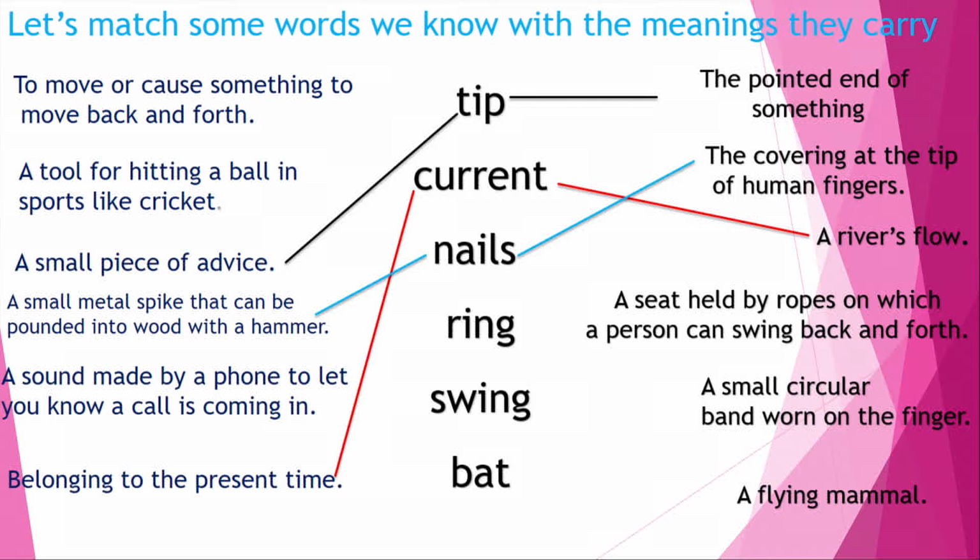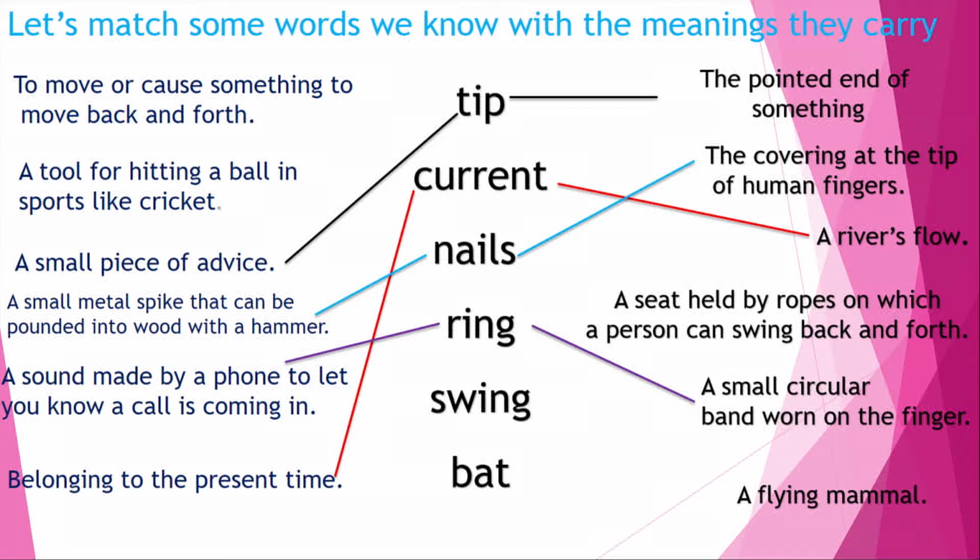And yes, there are different kinds of nails that might go into concrete and whatever, but for this particular meaning, we're sticking with wood. So ring now. A small circular band worn on the finger. So you have rings, that will be one particular meaning of that word. And the second one, a sound made by a phone to let you know that a call is coming in. So your phone is ringing. That's the other one they're referring to.